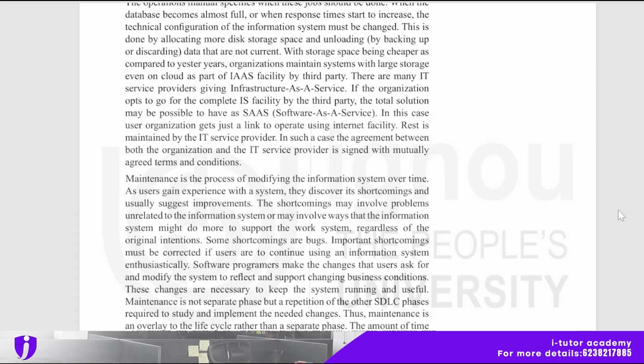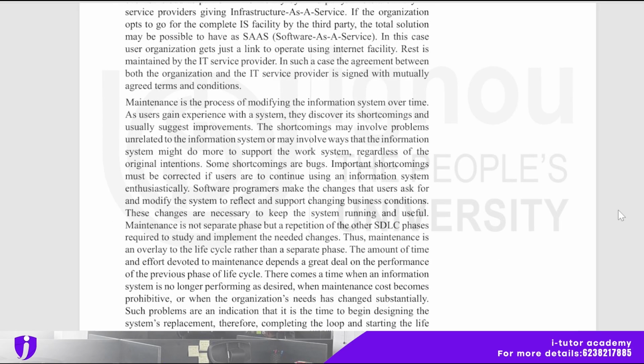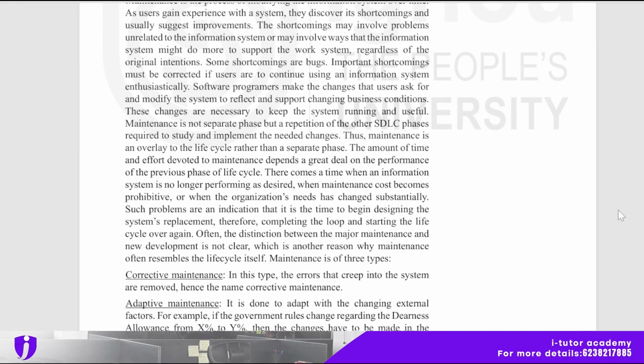Regardless of the original intentions, some shortcomings are bugs, and important shortcomings must be corrected if users are to continue using an information system enthusiastically. Software programmers make the changes that users asked for and modify the system to reflect and support changing business conditions. These changes are necessary to keep the system running and useful, and maintenance is not a separate phase but a repetition of the other SDLC phases required to study and implement the needed changes.